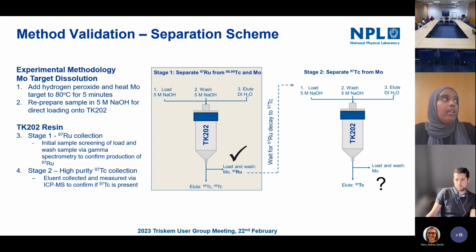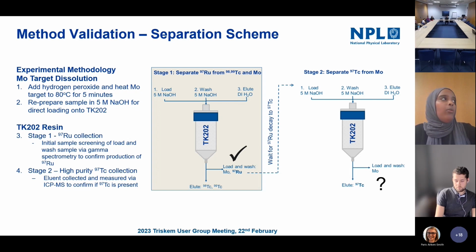And the main aim at this first stage was to essentially just collect the ruthenium-97. So we kept the load sample and did a gamma spec measurement, and we were able to identify that we had in fact produced ruthenium-97. And the advantage of this approach really is the fact that we shouldn't, at this point, have any of the neighbouring tech isotopes that could affect our measurement here, because that should all have been bound onto the resin.